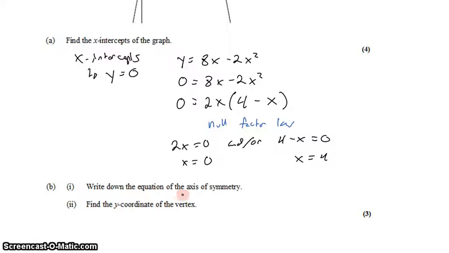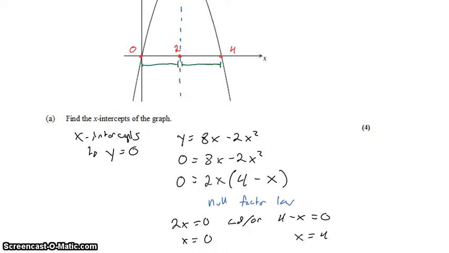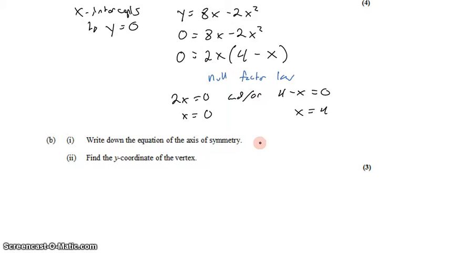Part B says write down the equation of the axis of symmetry. Well, the axis of symmetry runs straight through the graph, and because the graph is symmetrical around the axis of symmetry, the distance between the axis of symmetry and one x-intercept is the same as the distance between the axis of symmetry and the other x-intercept. This is the midpoint of the two. And the midpoint between 0 and 4 is 2. Which means that the equation of the axis of symmetry is x equals 2.